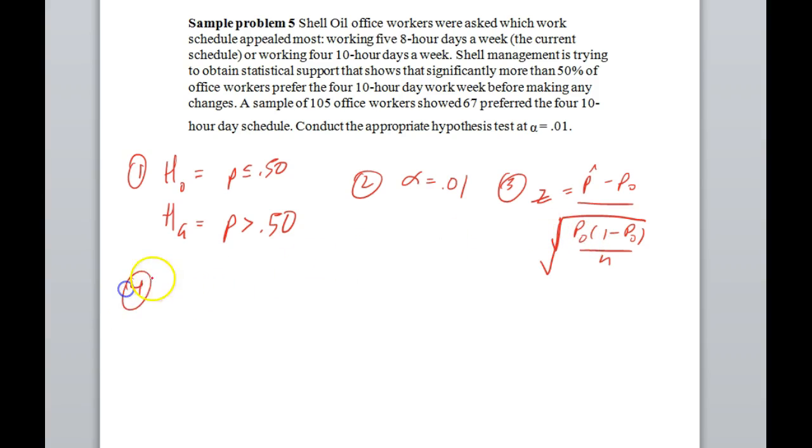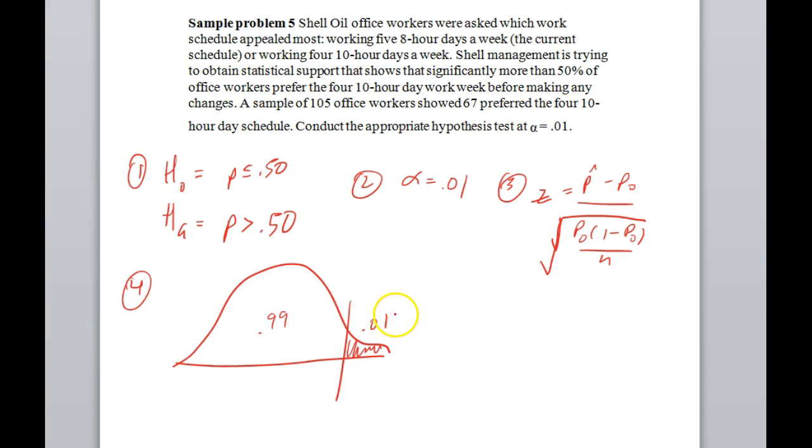Okay, so 4 is determining our rejection region. Because we're working with a Z, we're working with the normal curve, and we look to our HA to determine where the rejection region is. This is pointing to the right, so the rejection region is right there. How much probability do we have in the rejection region? We look to our alpha. We have 0.01 here, which means we have 0.99 here. So what Z value has 0.01 of the probability above it and 0.99 below it? Let's look on the table.